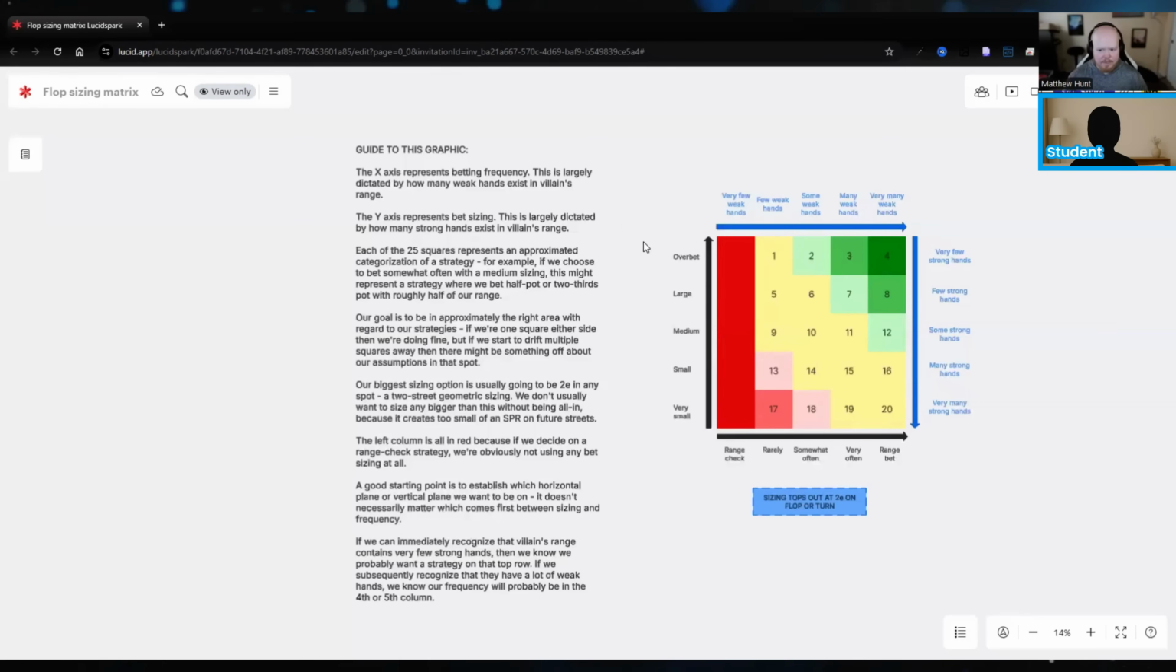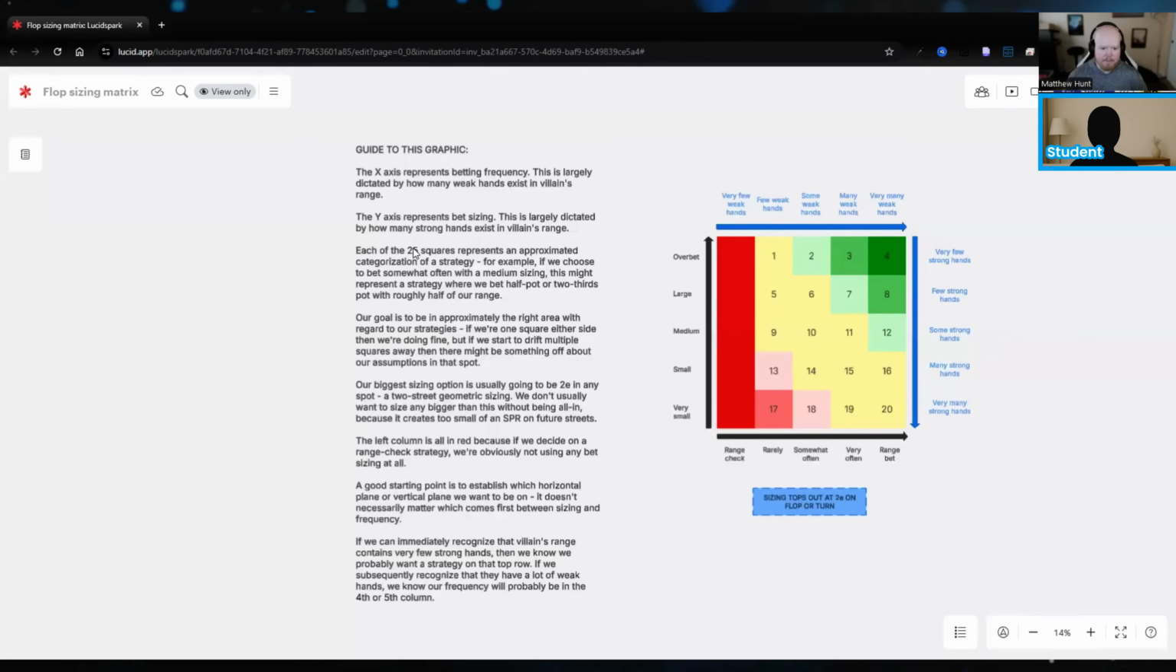The y-axis, the vertical axis, is going to represent the sizing. And this is mostly dictated by the opposite factor, which is how many strong hands exist in our opponent's range. Mostly this is going to be relatively applicable to pretty much any spot. There are some slight nuances, but generally speaking, if we focus our energy on our opponent's range and what types of hands exist within it, we're going to do pretty well.